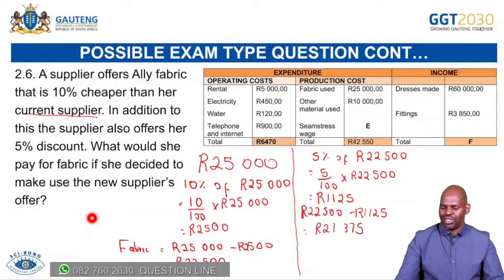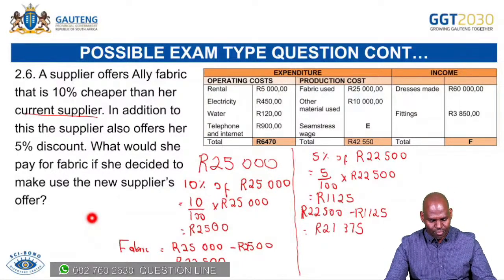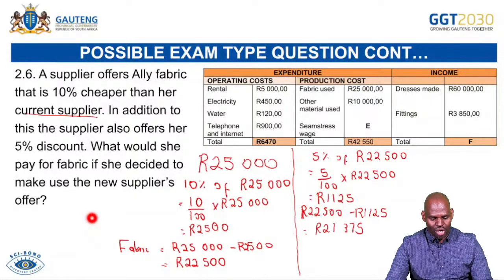Okay, that is if you do it step by step. So if you do it step by step, this is how you'll get to the answer. So it's 25,000. Then you calculate 10% of 25,000. And then from there, it's 2,500.